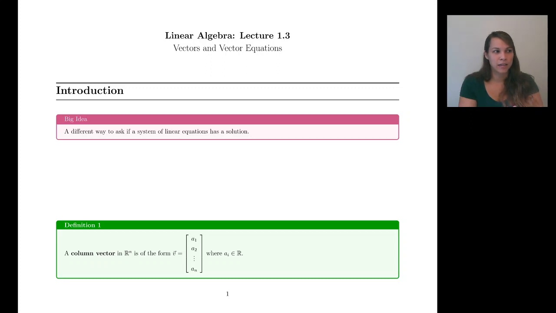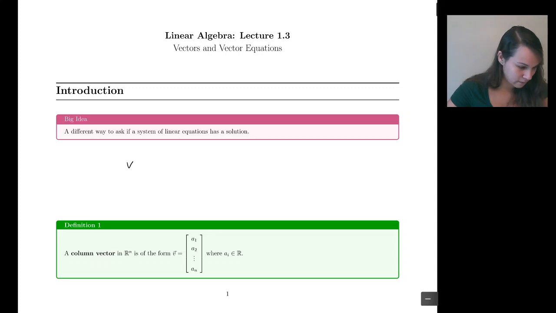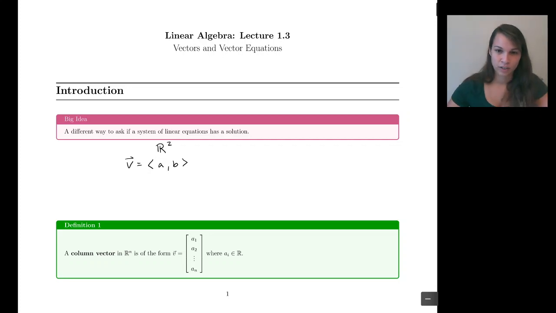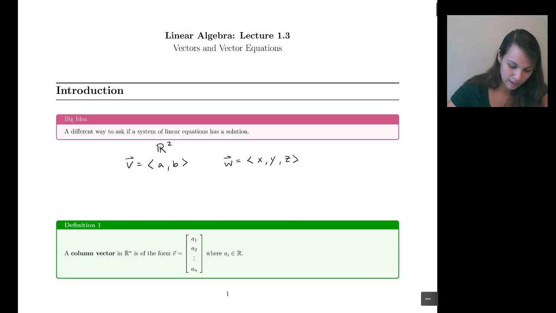What we're going to need to do that, though, is review vectors first. Remember vectors from Calc 3 for me real quick. You might remember that we could have a vector v, and we probably wrote it like this, and that would be a vector in R2. Or you had a vector w, and it looked maybe like this, and that would be a vector in R3.